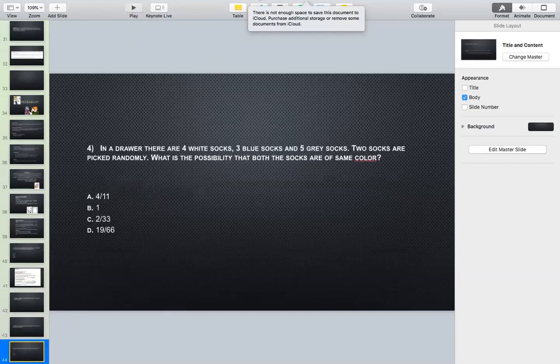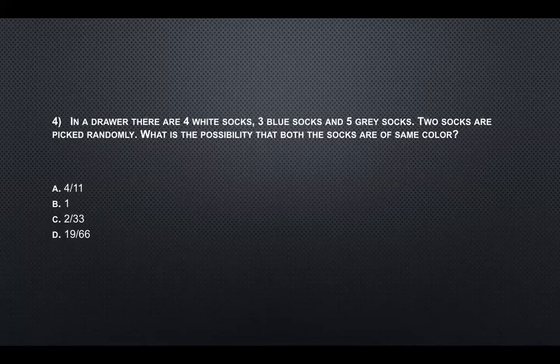Here's the next question for you guys. Try out this question. In a drawer, there are 4 white socks, 3 blue socks, and 5 gray socks. 2 socks are picked randomly. What is the probability that both the socks are of the same color? Two socks are picked randomly. So this is a scenario of simultaneous picking, okay?